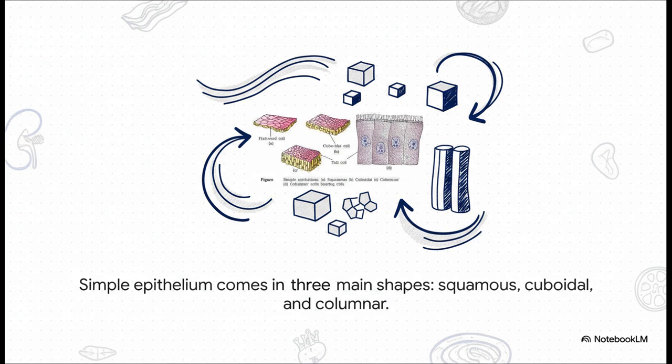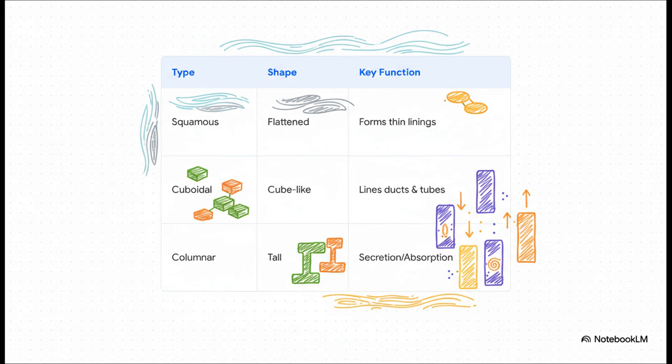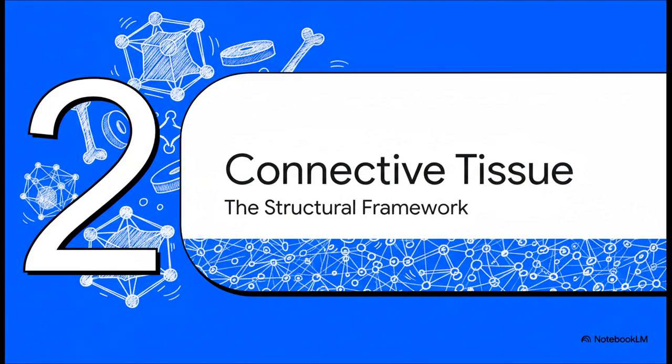Each shape is a highly specialized tool for a very specific job. And this table just lays it all out perfectly, that link between a cell's structure and what it does. The super thin squamous cells, they're perfect for delicate linings where stuff needs to pass through quickly, like in your blood vessels. The cube-like cuboidal cells are great for lining small ducts and tubes. And those tall columnar cells you find in your intestine, they have a ton of volume for the heavy-duty jobs of secreting and absorbing nutrients. Form follows function.